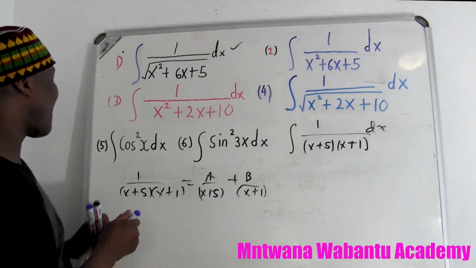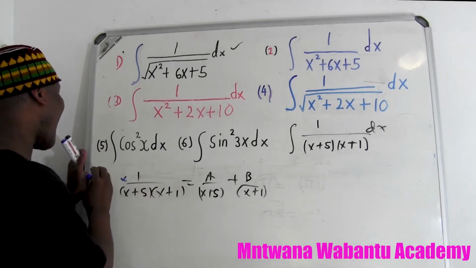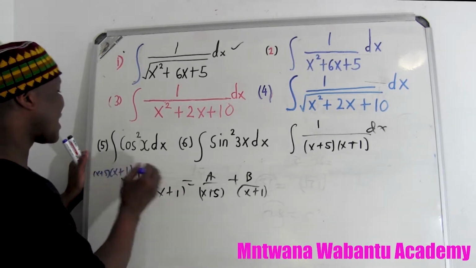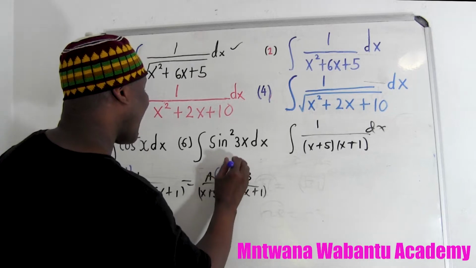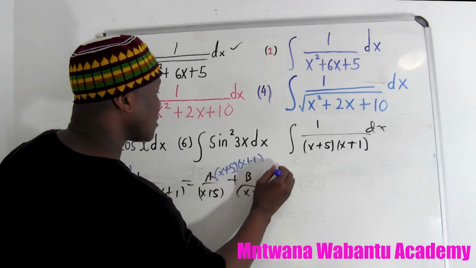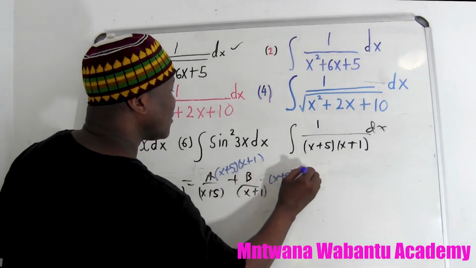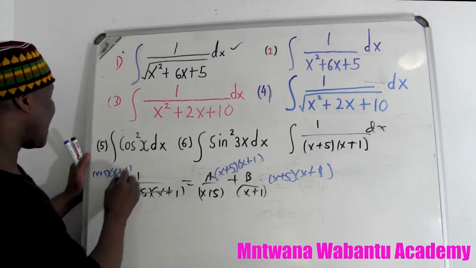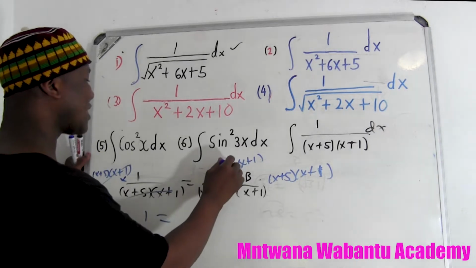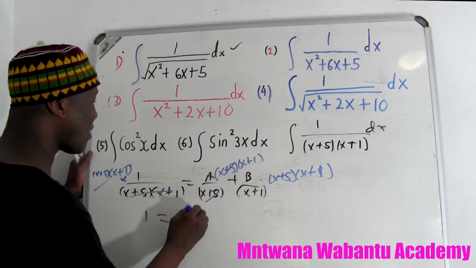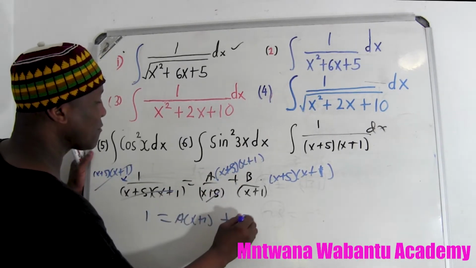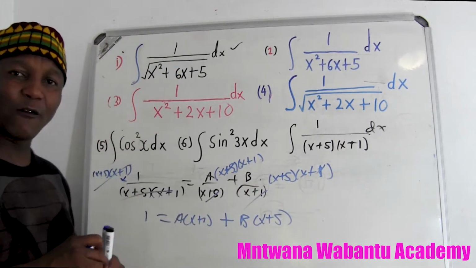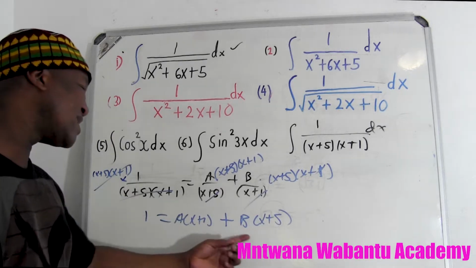So what I'm going to do is multiply by x plus 5, x plus 1 throughout, so it's going to be x plus 5, x plus 1 for each one. Look, this and this are going to cancel, so we're left with 1 equals a, bracket x plus 1, plus b, bracket x plus 5. So what we're going to do now, for me to get a, let's say I want to get a, means this b must be equal to 0.